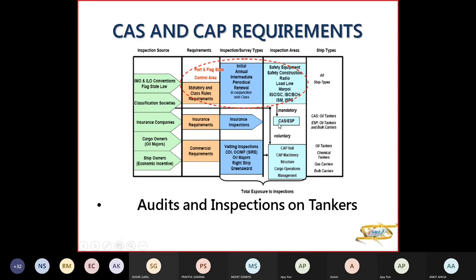So, CAS is mandatory for tankers, and therefore your insurance inspection, they are going to check it. Enhanced survey program is also mandatory for oil tankers and bulk carriers. For your commercial requirements, you have your OCIMF SIRE inspection, oil majors, Right Ship, Green Award functions for CAP, condition assessment program for hull, machinery, structure, cargo operation management. So this is for your oil tankers, chemical tanker, gas carrier, and bulk carrier. So that is CAP. That is voluntary. CAS is mandatory.